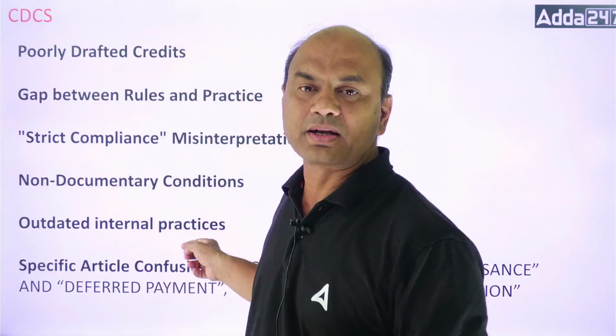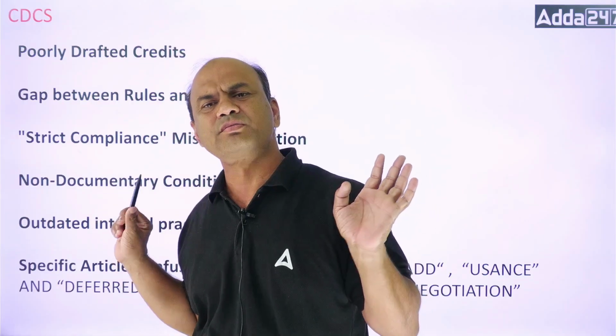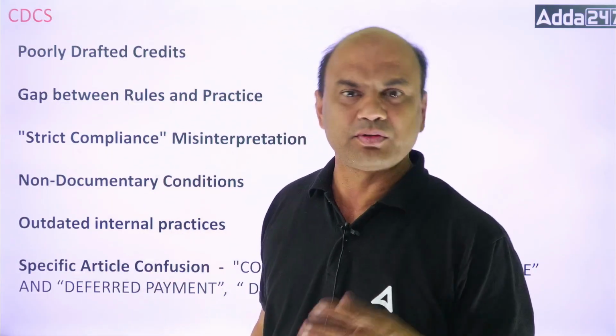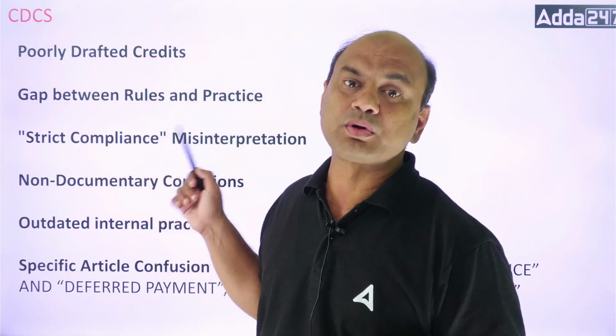Poorly drafted credits are also one of the major problems. While drafting the credits, I don't follow the UCP articles. I just focus on the applicant and my working strategy, and outdated internal practices. Poorly drafted credits means I draft it as per my wish. If I want the draft to be payable on the applicant, I'll make it so. I don't care what UCP says. This is pure gross negligence, isn't it? You can't go beyond the rules. If you put the applicant as drawee, you're making it a collection document. It's no more an LC.